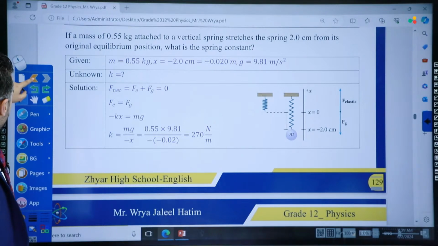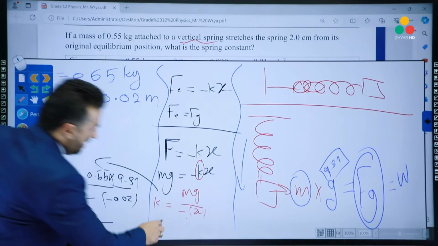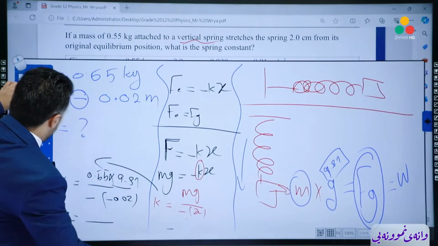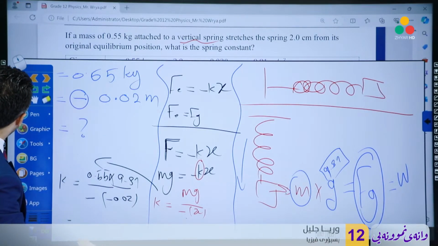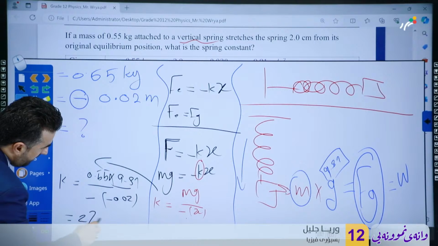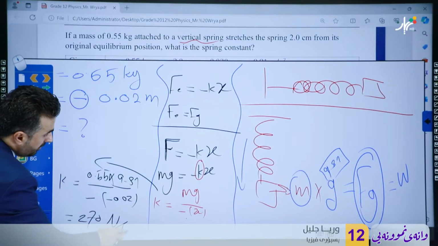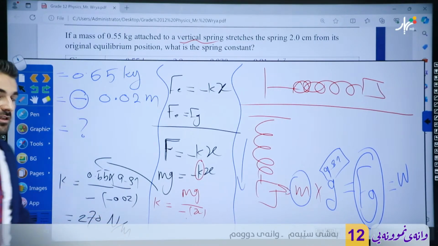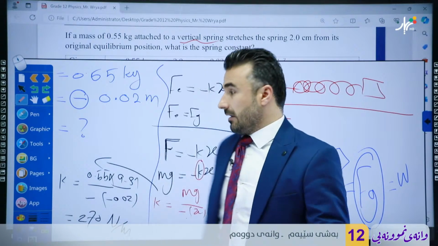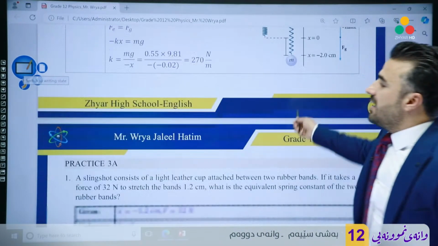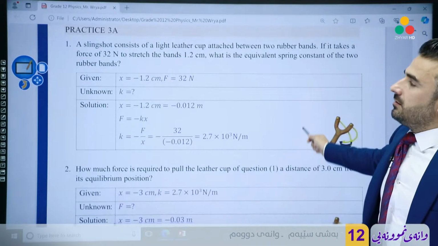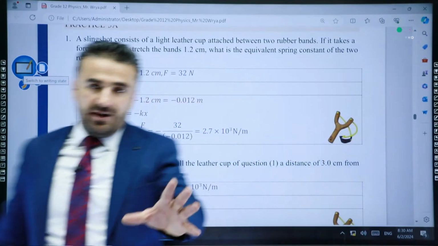Let's see if we can take this one back. All right, yes, so we can say the answer here will be 270 Newton per meter. Why? Because that is the unit for the spring constant. So remember this, it is pretty simple if you don't confuse yourself, and that's it. Let's do more until you fully understand how it is done.